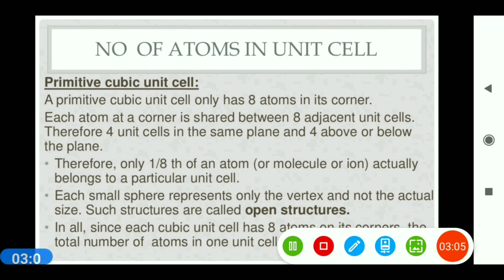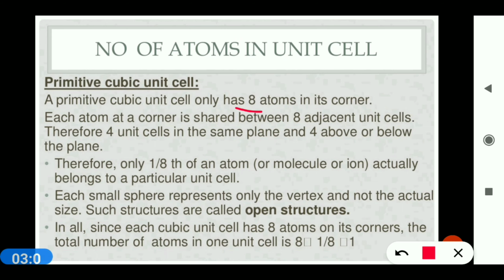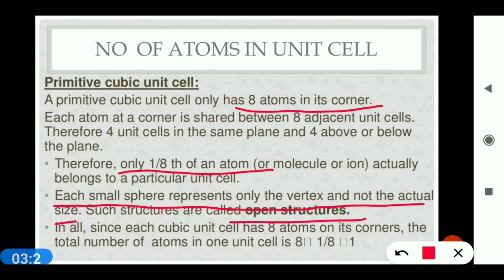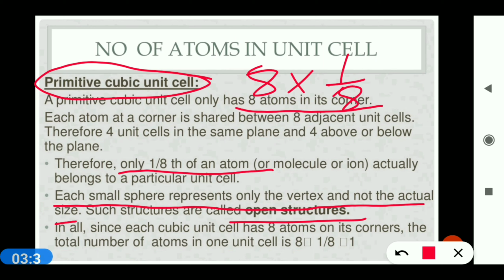A primitive cubic unit cell has only 8 atoms at the corners. Clear? So if 8 atoms are there, then their contribution towards the unit cell or lattice will be only 1/8 of the atom. Each small sphere represents only the vertex and not the actual size. So such structures are known as open structures. So when we talk about the contribution in the primitive unit cell, 8 particles at the corners, contribution will be 1/8. So number of atoms in the unit cell will be 1.